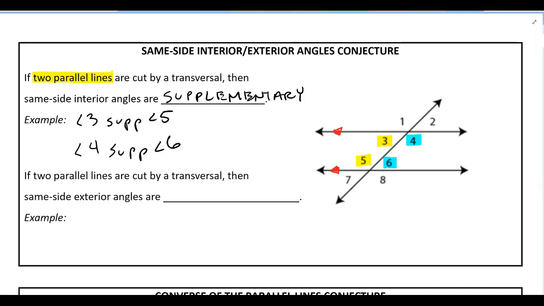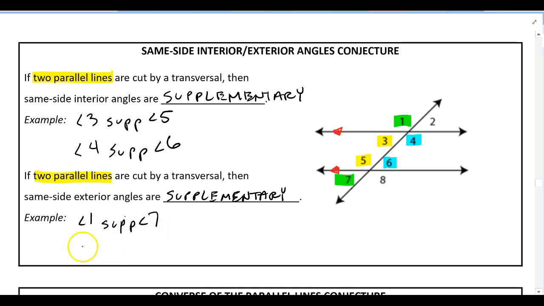Let's take a look at a pair of same side exterior. So 1 and 7. Again, I have an obtuse angle up here, an acute angle down here. If I added those up, they would equal 180. So if two parallel lines are cut by a transversal, then same side exterior angles are also supplementary. So we would have angle 1 supplementary to angle 7, and on the other side I would have angle 2 supplementary to angle 8.